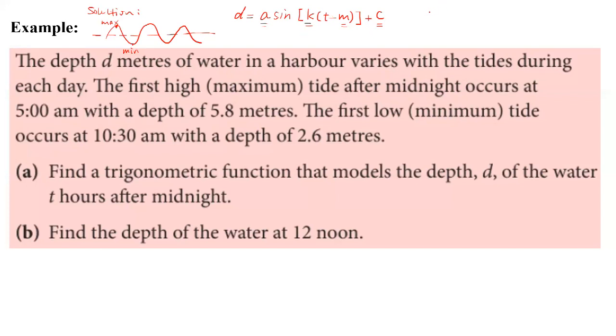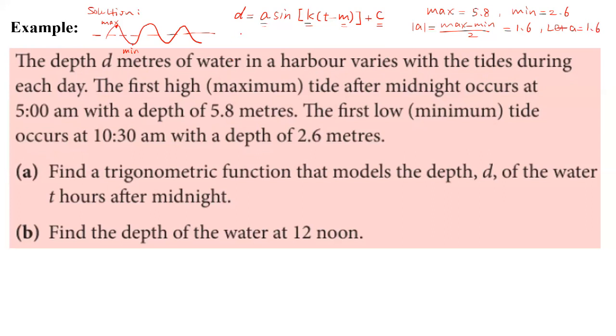First of all, we know that the maximum value of d is 5.8 and the minimum value of d is 2.6, right? So the amplitude, which is the absolute value of a, is maximum minus minimum over 2, which is 1.6. So we can just let a be 1.6.